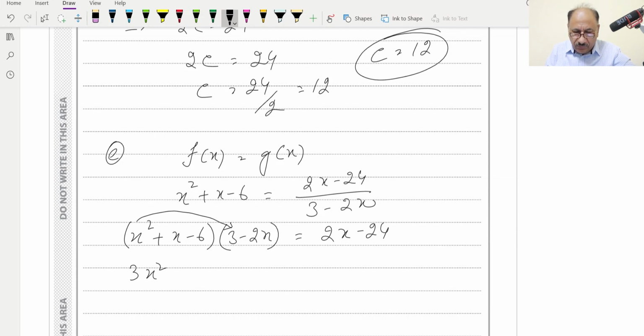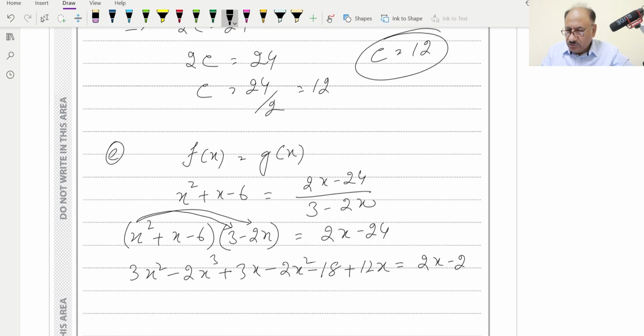Then x squared will be multiplied by minus 2x, so minus 2x cubed. And next we can multiply x with 3, so plus 3x, and x with minus 2x, so it will be minus 2x squared. Then minus 6 with 3 will be minus 18, and minus 6 with minus 2x will be plus 12x, and this is equal to 2x minus 24.